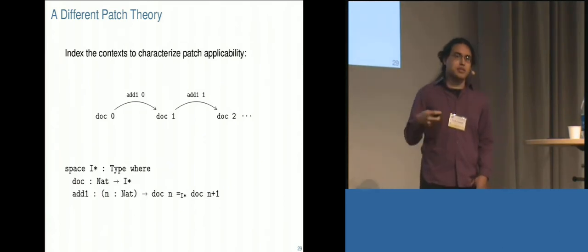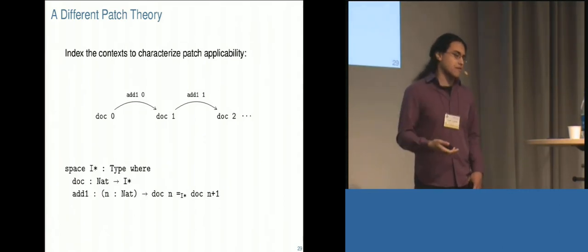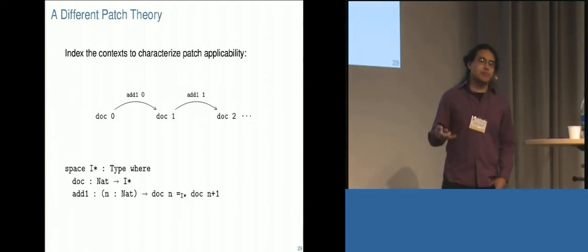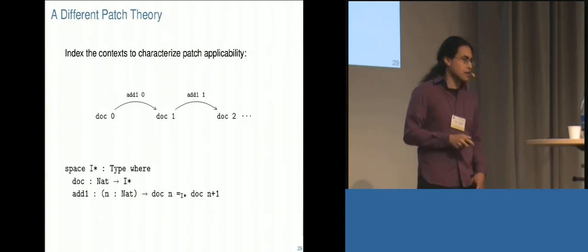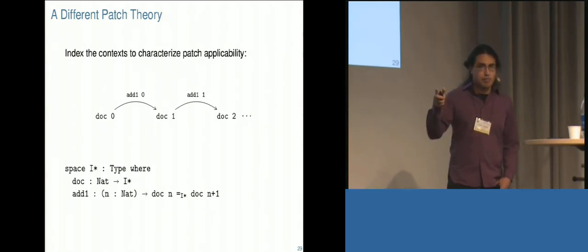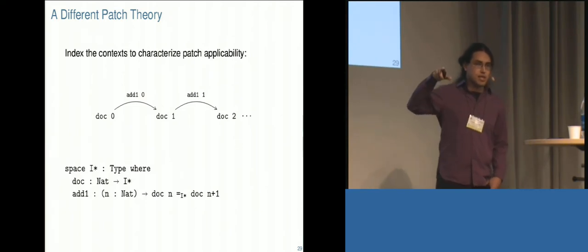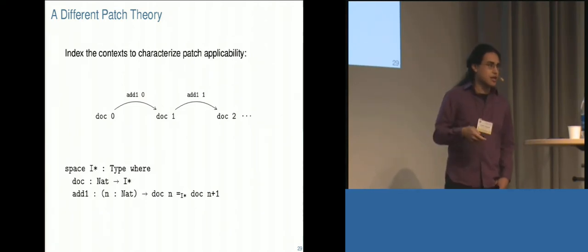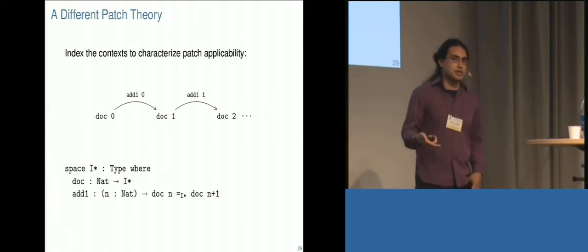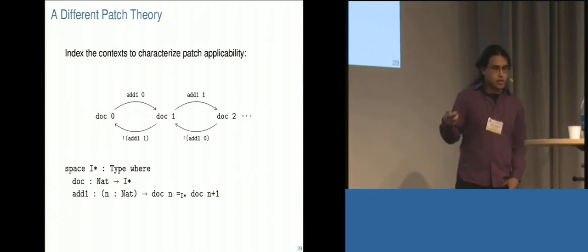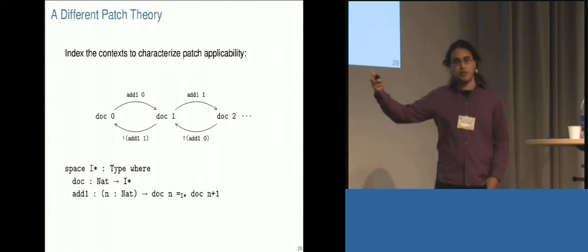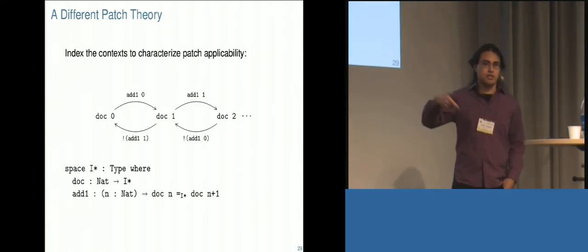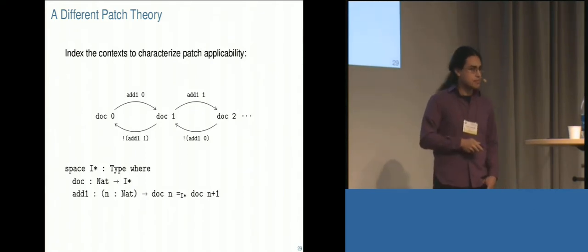So the solution here is to index the points of R, the patch contexts, to characterize when patches can apply. Basically, because inverses flip the direction of the equality, in order to have a bad path that starts at zero and goes left, you have to have had a patch that ended at zero, right? And in this case, that's not possible because we're characterizing that add one always takes you to a larger number, so you can only go backwards if there is a number you can subtract away again.